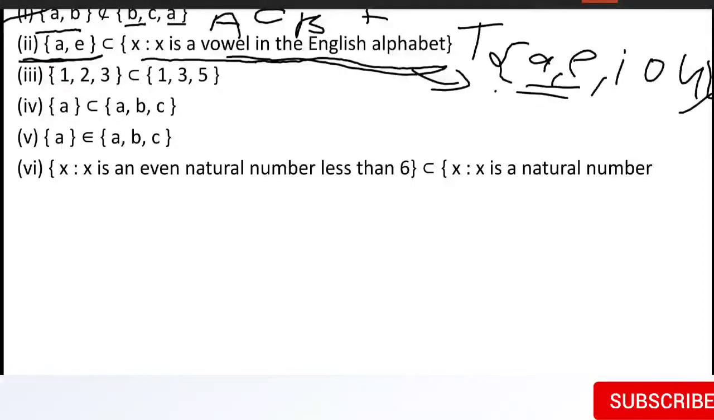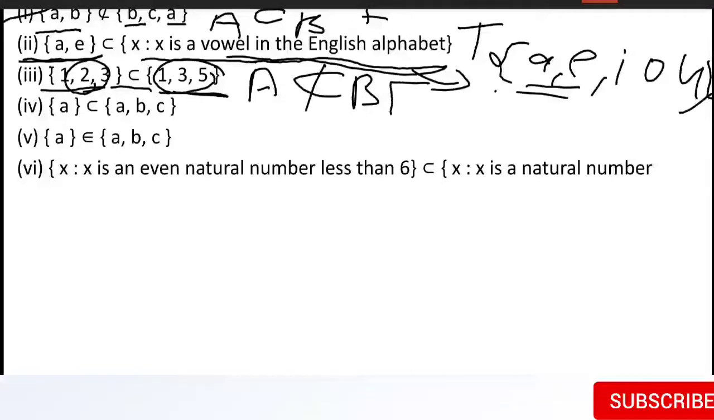Now in the third example, the first set contains elements 1, 2, 3, and the second set contains 1, 2, 5. So here the first set's member 2 is not an element of the second set. That means the first set is not a subset of the second set. But here it is given as a subset. That means this statement is false.